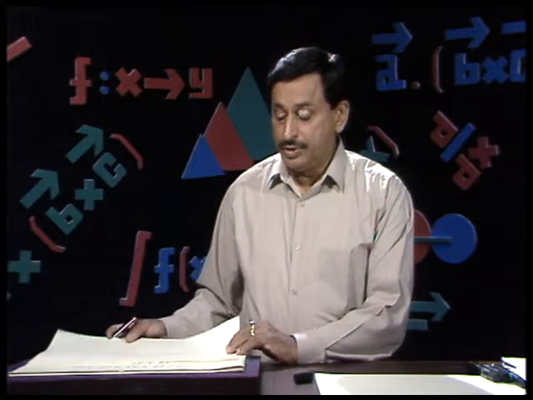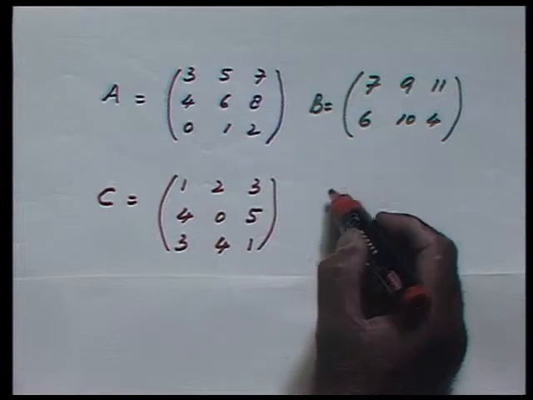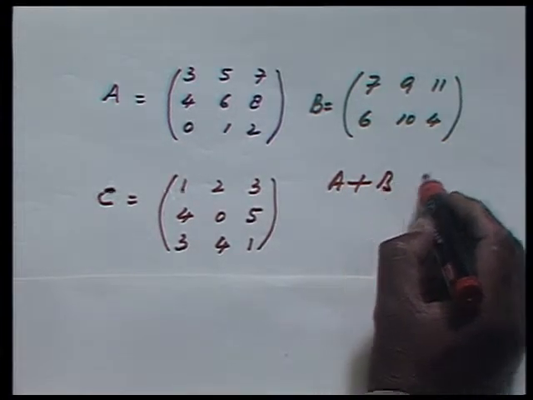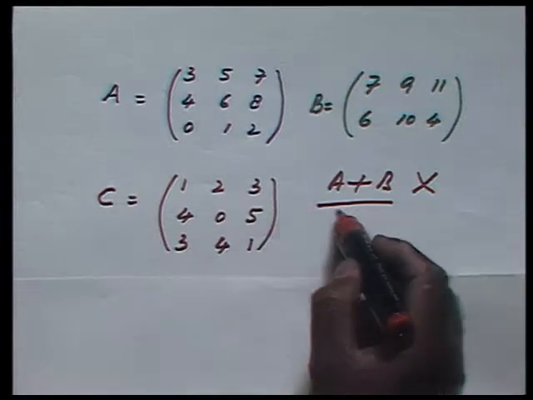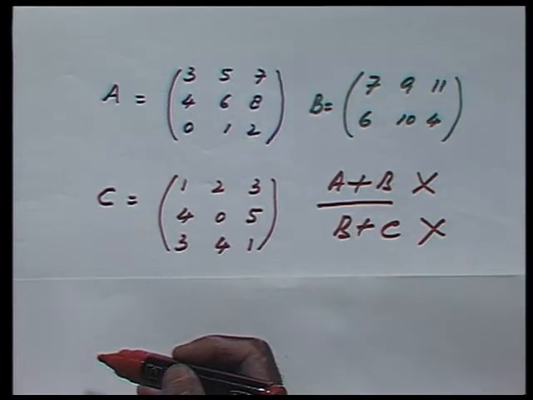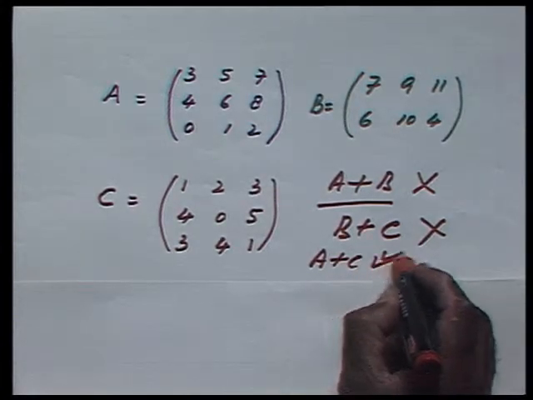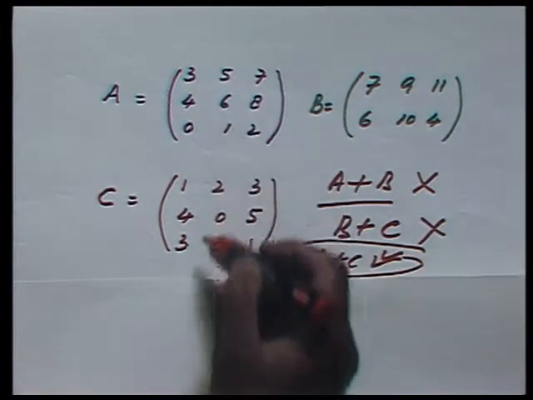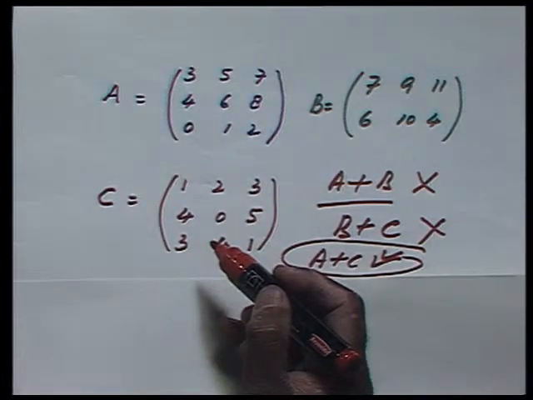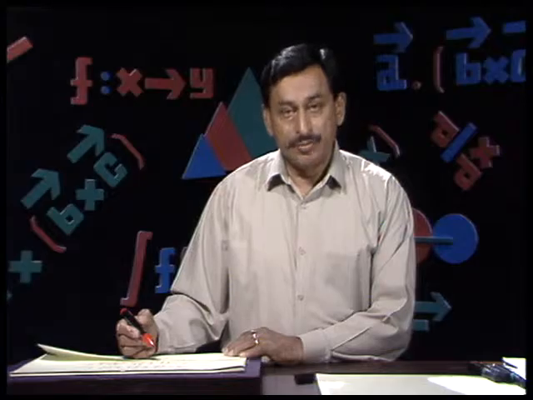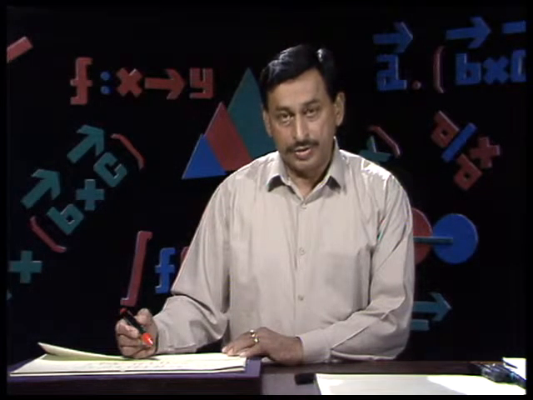Now, we are given these three matrices here. Can you add these two? A plus B. This is not possible. B plus C. Not possible. C plus A or A plus C? Yes, we can find A plus C. These are the two matrices which can be added, but you cannot add this to this, this to this. This was again to remind you that whenever you are trying to add two matrices, remember the order must be checked. Otherwise, it is a futile effort to try and add the two matrices.